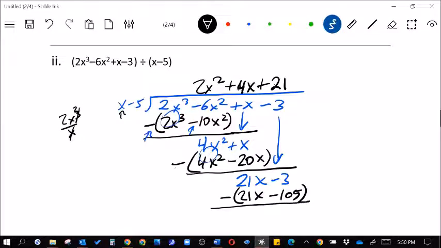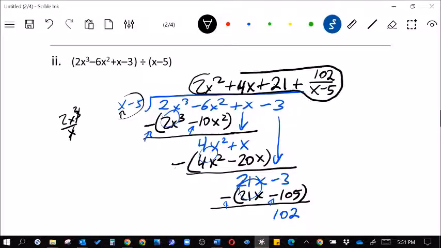So what happens here is 21 take away 21, all those x's go away, and this is because of these two negatives, we have positive 105, take away 3, so we have a 102 remainder. It's a positive number, so up here we'll put plus, and we'll put the 102 on top, and we take this divisor and we put it under the bottom, and that is our answer.